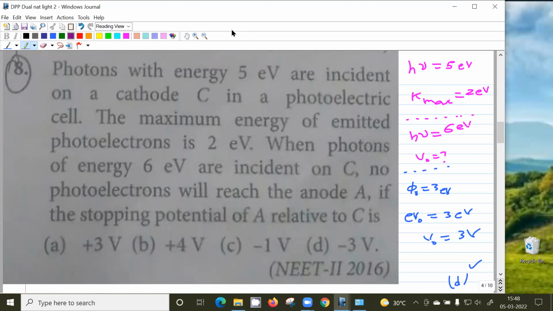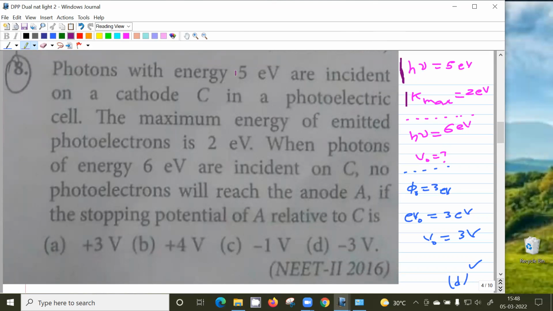So as soon as you read the question, you have to write this down. Okay, the first condition is h nu is 5 electron volts. Yes, sir. And then K max, maximum energy of electron. Again, electron is kinetic energy. Because if you look at the photoelectric equation, it's an energy conservation equation. It says h nu equals phi naught plus K max. So the assumption is there is no other form of energy. So electron will have only kinetic energy.